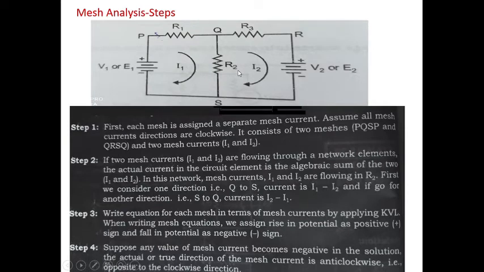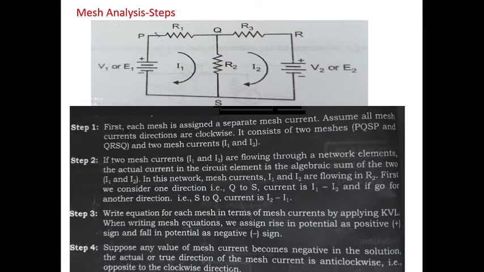Step 2. If two mesh currents I1 and I2 are flowing through a network element, the actual current in the circuit element is the algebraic sum of the two, that is I1 and I2. In this network, the mesh currents I1 and I2 are flowing through R2. First, we will consider one direction, that is from Q to S, the current is I1 minus I2. And if we go for the other direction, that is S to Q, it will be I2 minus I1.